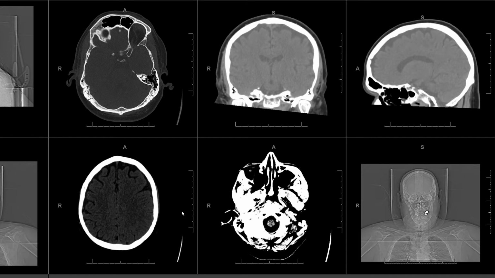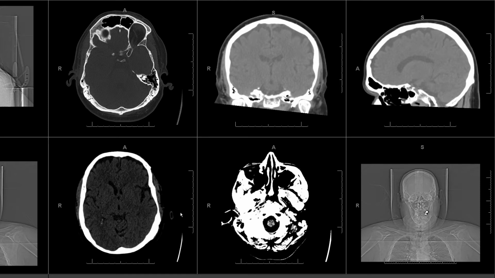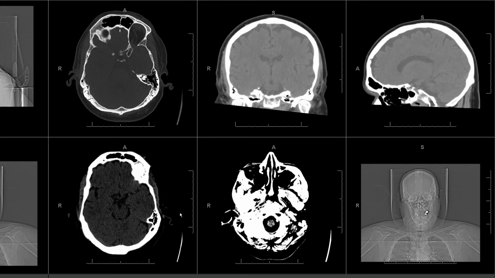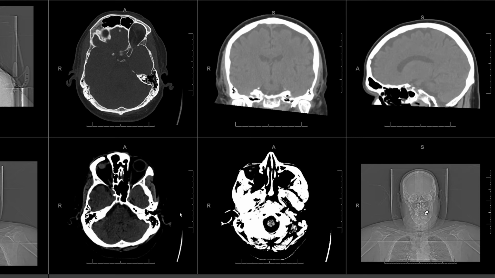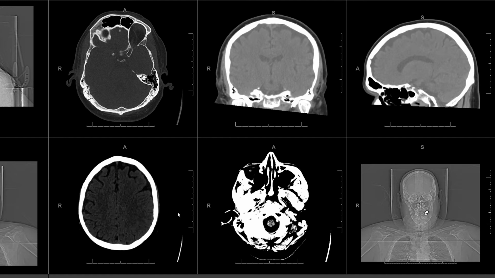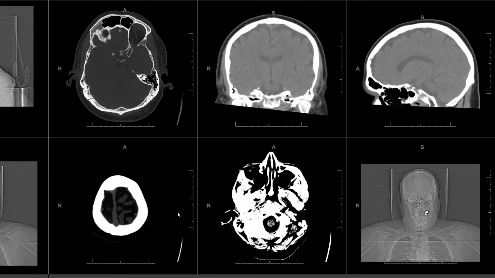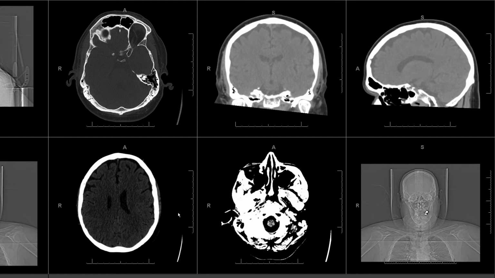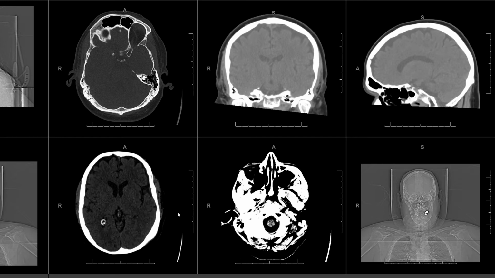Now there are two different types of scanning approaches. Some readers use a drilling pattern where they're looking at the same area on the image and scrolling up and down. And then some readers will look at one slice at a time and scan the entire image. Either approach is valid. I tend to use a combination of the two.